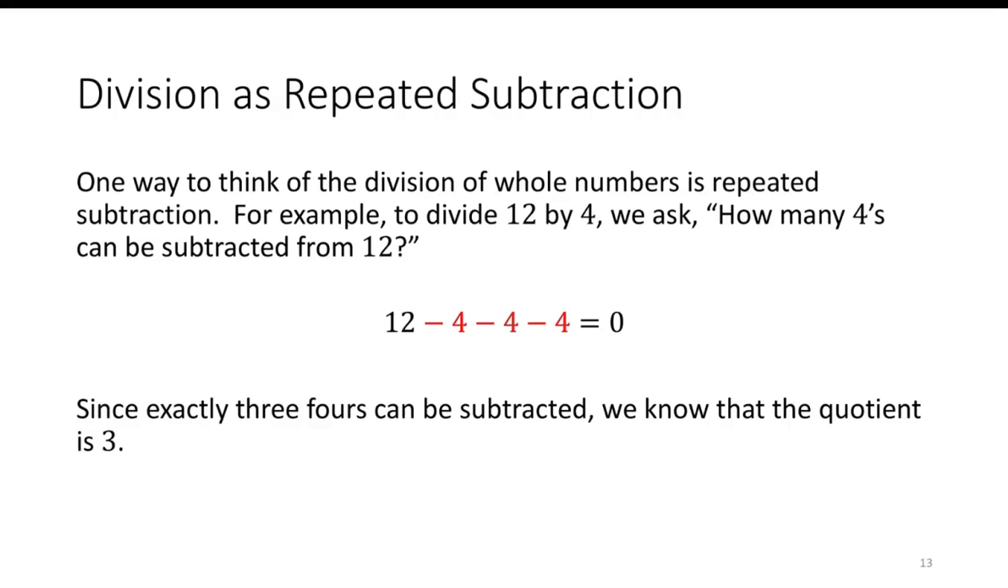One way to think of division of whole numbers is repeated subtraction. For example, to divide 12 by 4, we can ask, how many 4s can be subtracted from 12? Since exactly 3 4s can be subtracted, I start with 12, subtract 4, subtract 4, subtract 4, and then I end up with nothing. So I can subtract 4 three times. I know that the quotient is going to be 3.